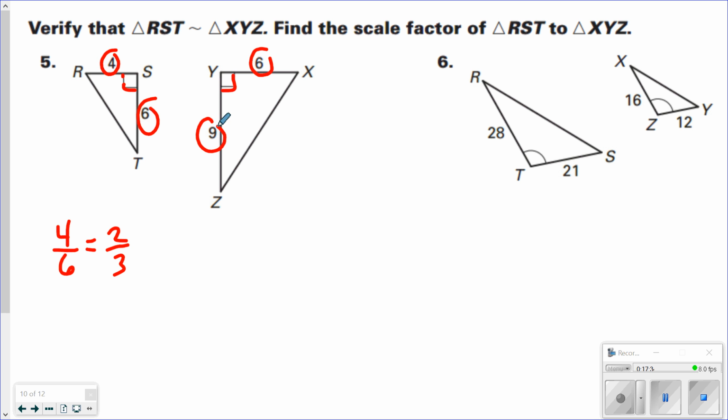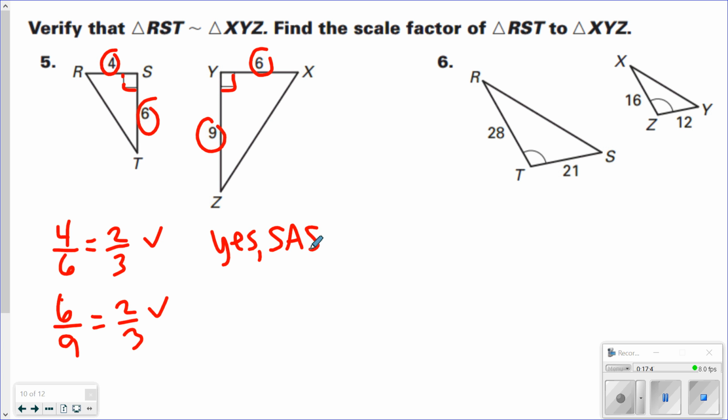All right, next we got to look at 6 and 9. So 6 divided by 9, if you plug that in your calculator, you will get 2/3. So yes, these are similar by side, angle, side. And the scale factor is 2/3. I forgot to mention that.